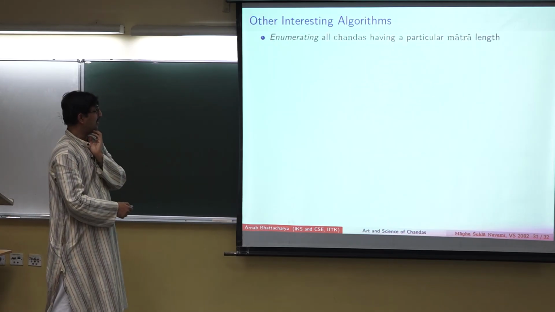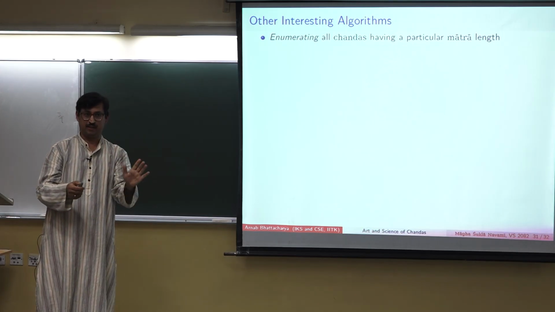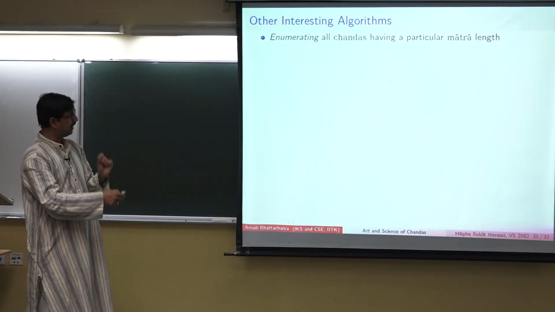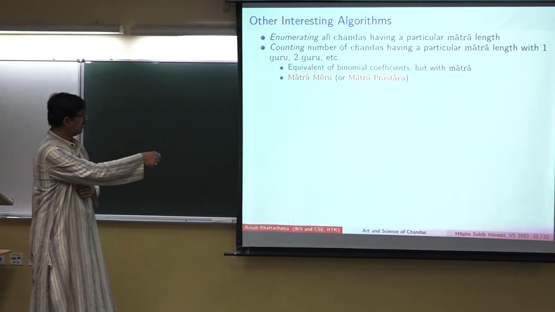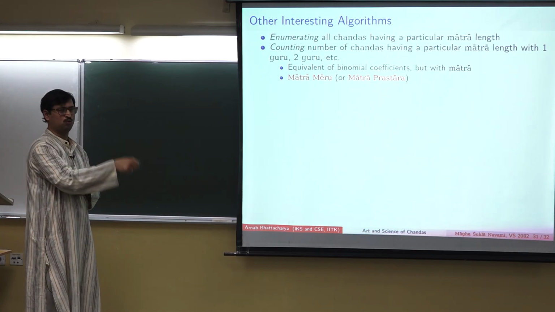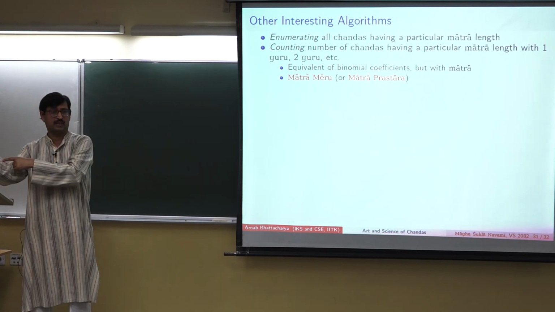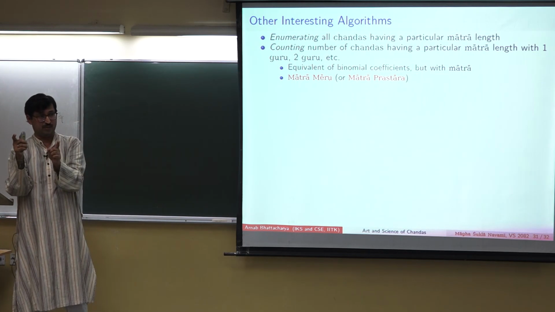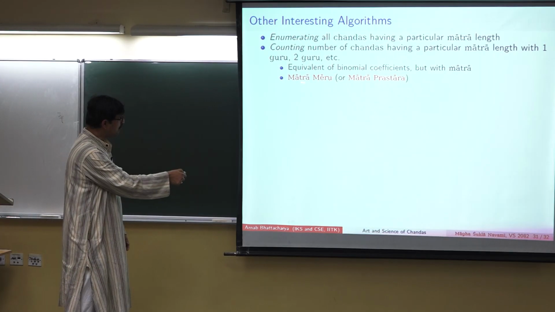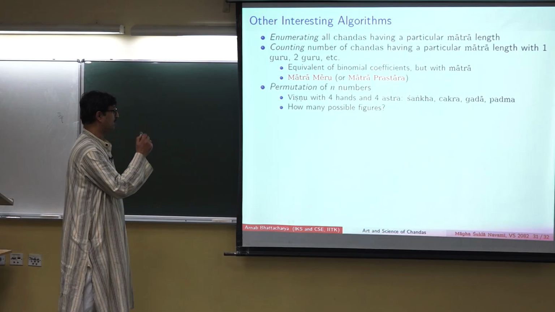Okay? So then, now I want to enumerate all of them. I have got the number. I want to enumerate. Again, it's not as trivial as the binary number thing. In fact, there is a meru for all of this. I want to count the number of chandas having a particular matra length with 1 guru, 2 guru, all of this. That is the equivalent of binomial coefficient, but for matra. So the total sum is same, not the individual things. The lengths vary, correct? And you still have to add them up. That is called matra meru. And again, there is a very nice, elegant algorithm for doing this, writing down one by one.